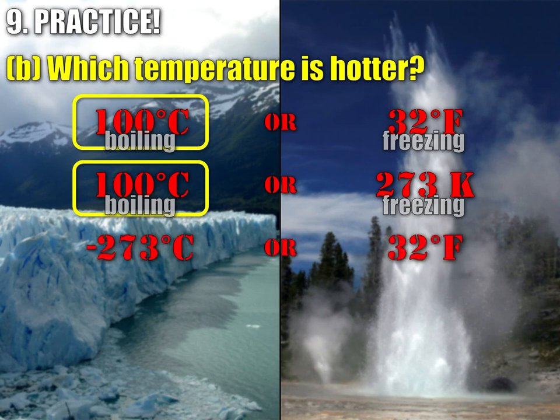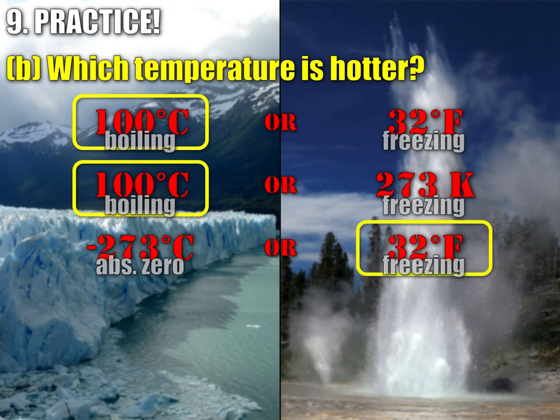Here's another. Negative 273 degrees Celsius or 32 degrees Fahrenheit. Which temperature is hotter? In this case, we have absolute zero and the freezing point of water. Since absolute zero is the coldest possible temperature, everything is hotter than absolute zero. So 32 degrees Fahrenheit is hotter than negative 273 degrees Celsius. Try this one.